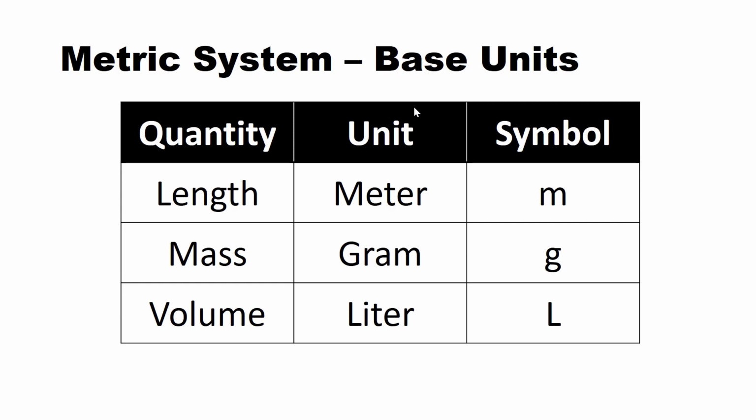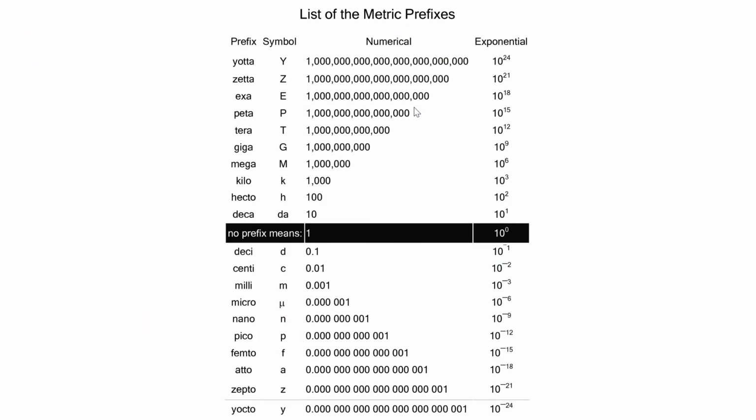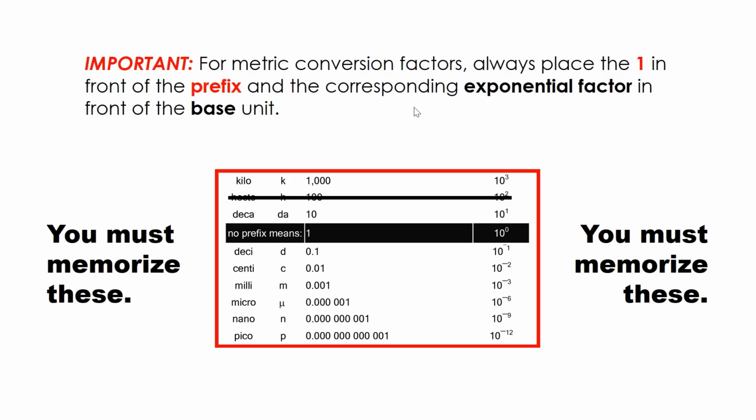For length, our base unit is meters. For mass, it will be grams. And for volume, liters. Here's a list of all the metric prefixes. Some of them you've probably never heard of, and some of them we need to know for the class because you're going to use them a lot. The ones that I need you to memorize start with kilo.